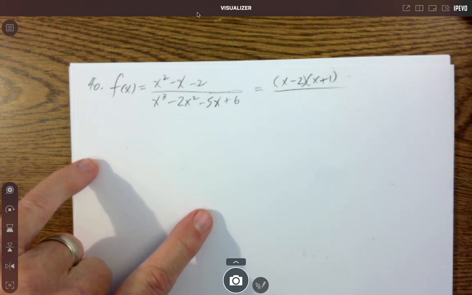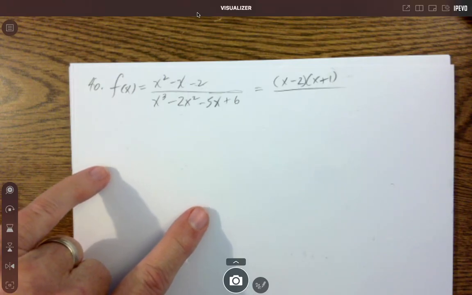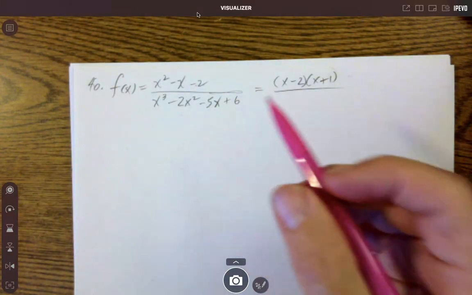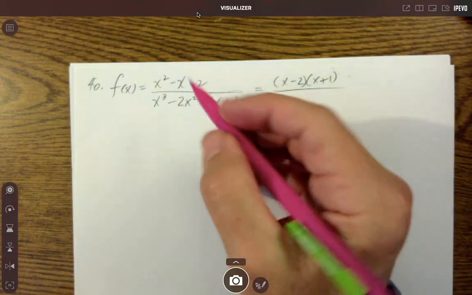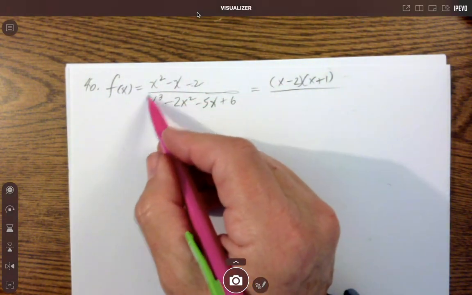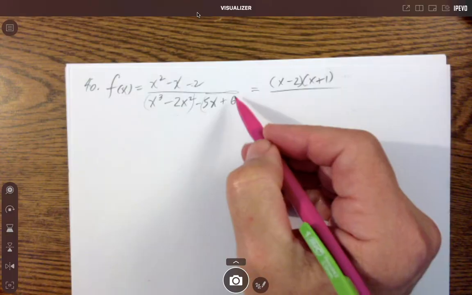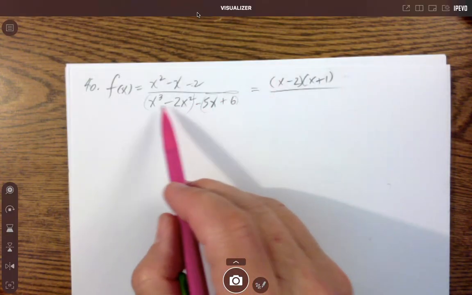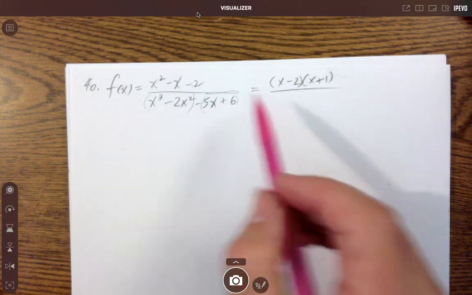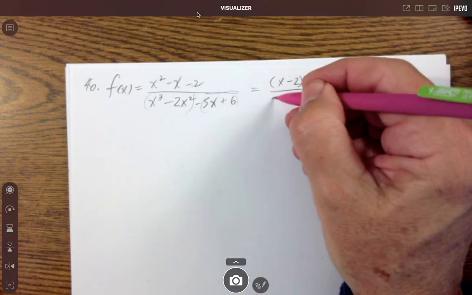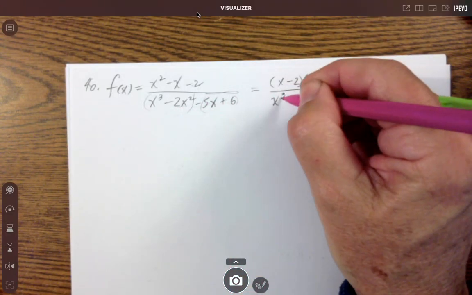The bottom, that doesn't look like it's going to factor. I don't see it factoring. Did I copy it down right? Yeah. So for instance, if I try to group this, when I pull x out of here, there's nothing I can pull out of here. It's going to be the same. So I don't see this factoring at all. So I think I'm just going to have to leave it as is.